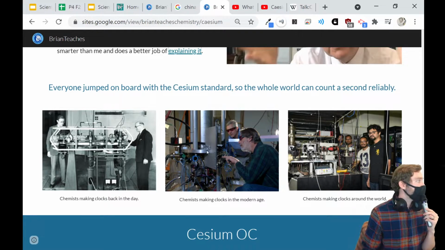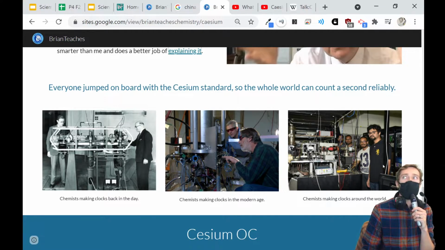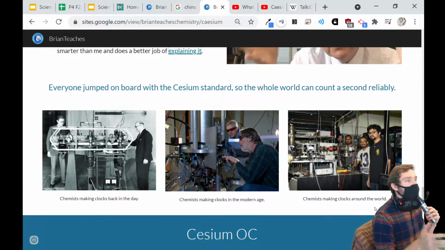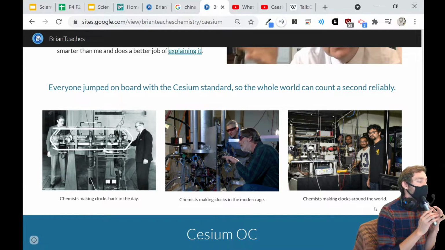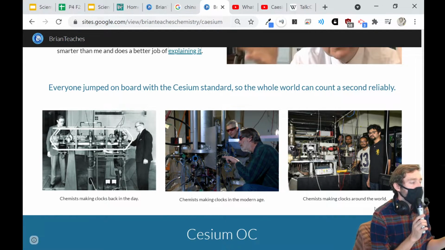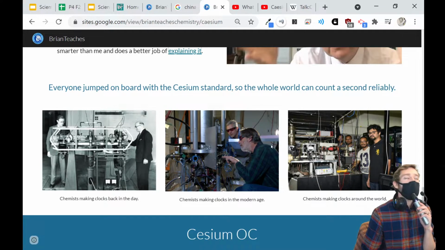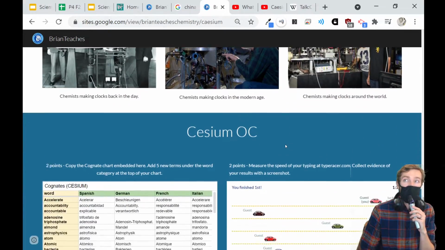So this was one of the first atomic clocks. They're still making atomic clocks all around the world. I think these are some guys in India, so that everybody can make an accurate definition of what a second is, and we're all on the same page. Everyone knows what a second is, and it's all the same across the world. So that's what cesium is used for, and that's one reason why it's kind of valuable.